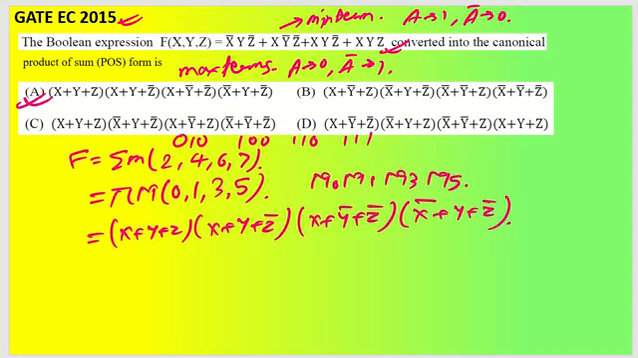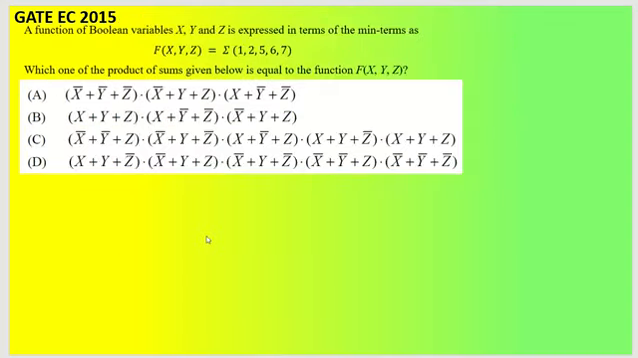Let us take another question. The question is given as a function of Boolean variables xyz, which is given in terms of summation of min terms, summation of 1 2 5 6 7. Our aim is to find the product of sums for the equivalent function xyz.